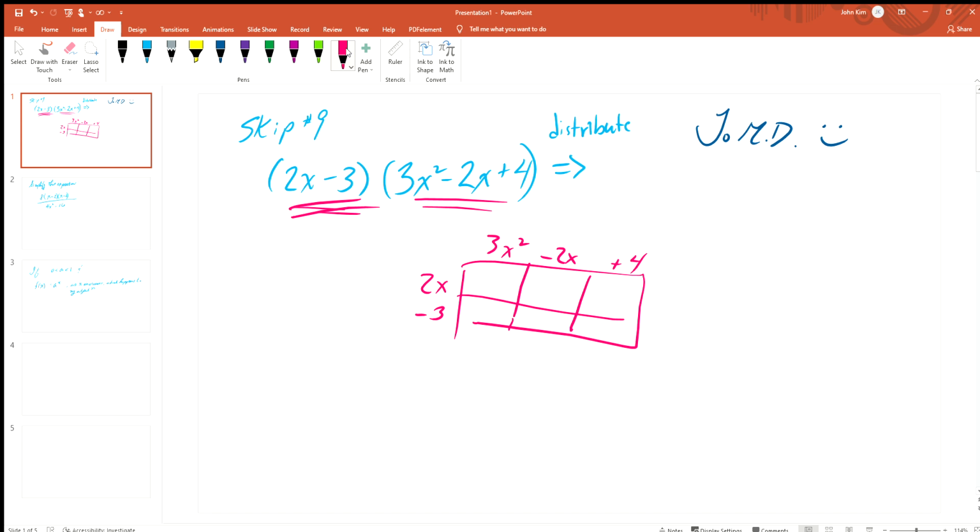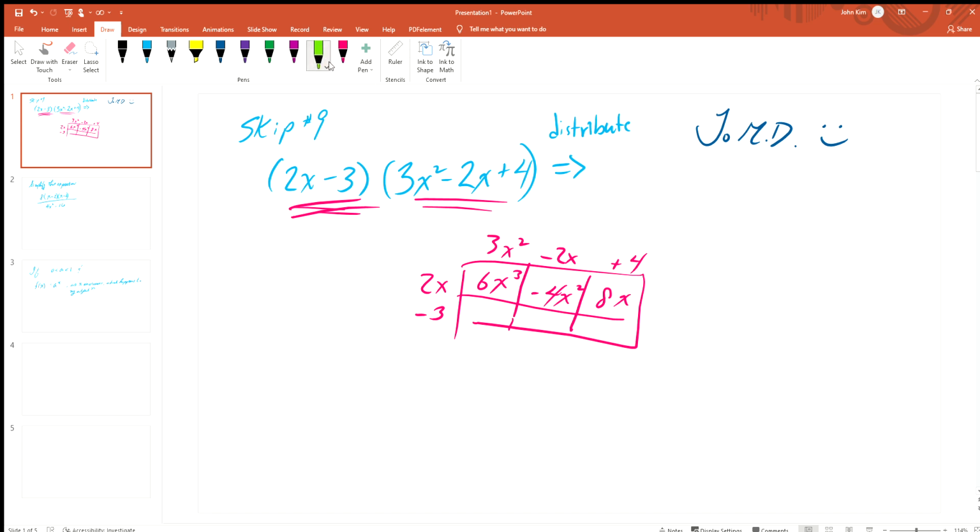So the first left top box, 2x times 3x squared: 2 times 3 is 6, x times x squared is x cubed. Now 2x times negative 2x is minus 2 times 2 is 4, and then you have x times x is x squared. Then you go just in order, this way, and then this way, right? Let's erase that. Okay, the last thing you do is 2x times 4. 2 times 4 is 8, and you have an x. You only have one x so far, okay? Because there it is right there.